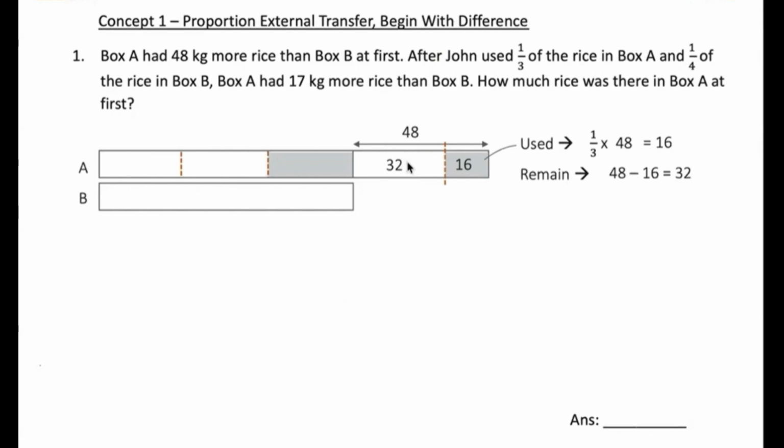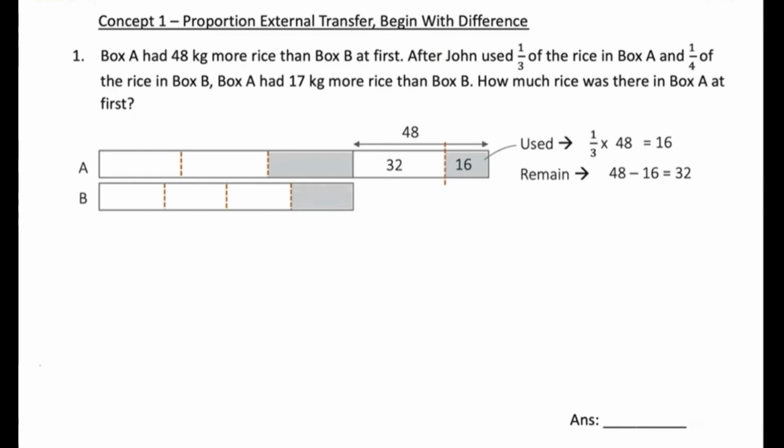Now let's look at box B. In box B, it says 1/4 of the rice in box B was used. John used 1/4 of the rice in box B. So I need to cut out my box B into 4 parts, because it says used 1/4. So I cut out 4 parts, shade out 1. So this is used in box B, and this is unused. Any questions so far? Very important.